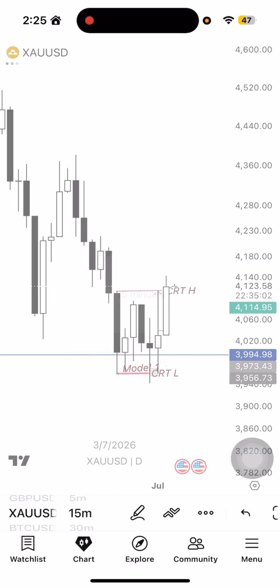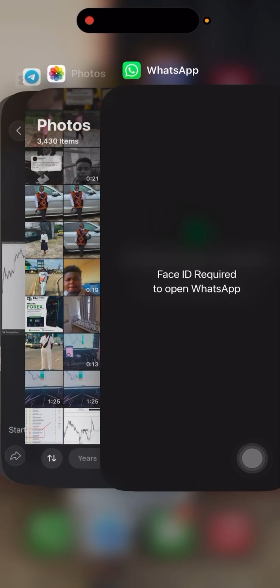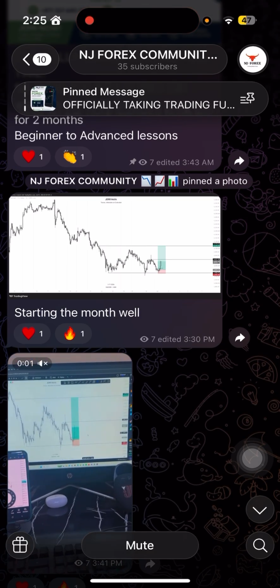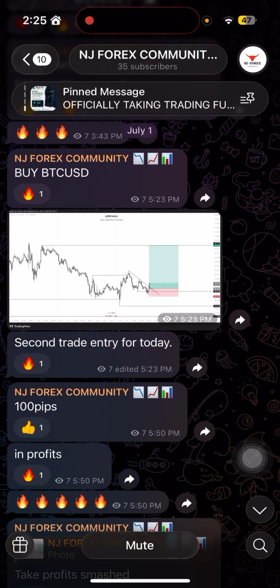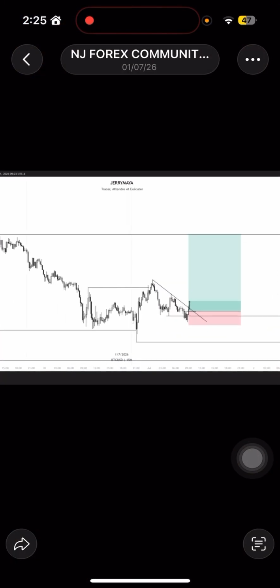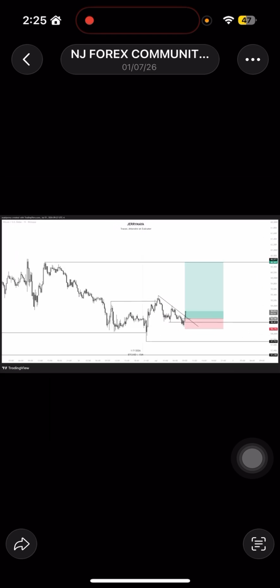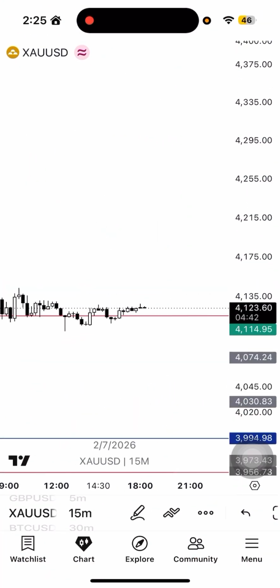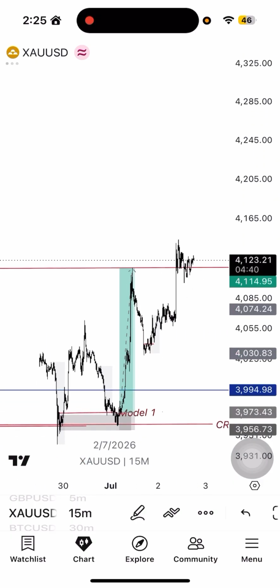I also shared the setup in my Telegram. You can see in the morning the setup played out and others also got the move, and also the same day BTC also had the same move and we caught it all together. So that is that for this.